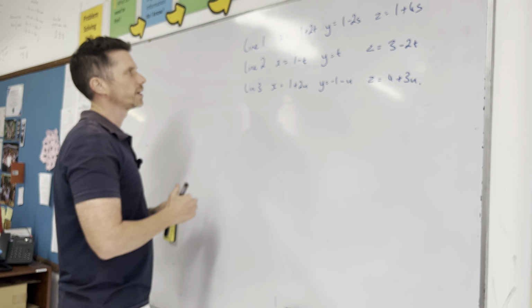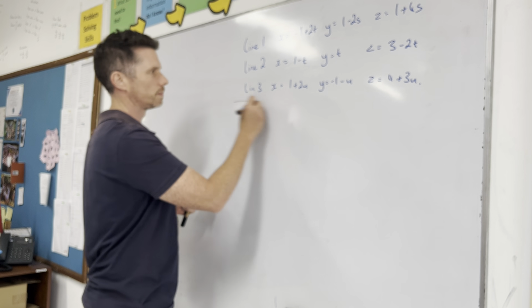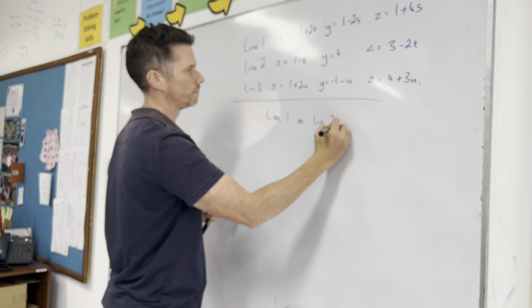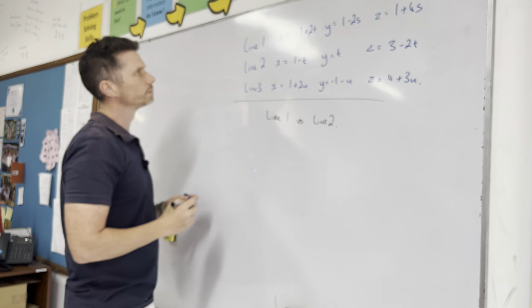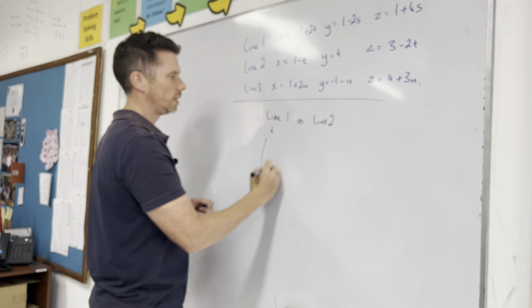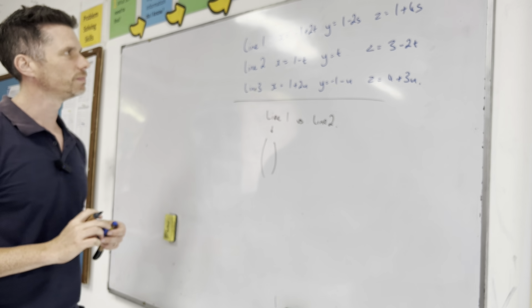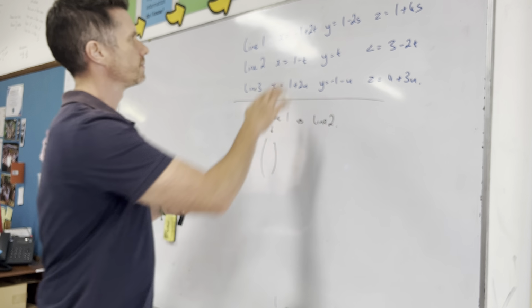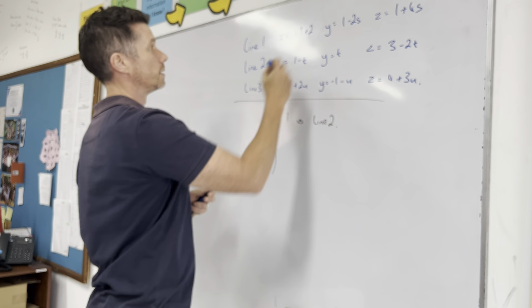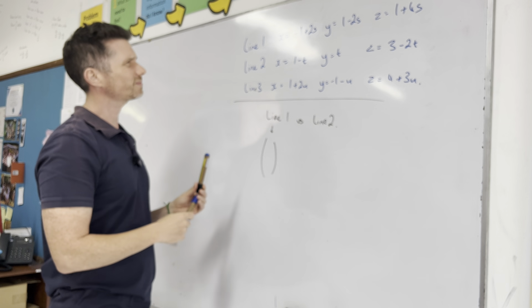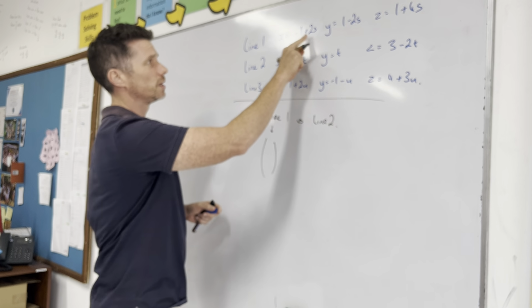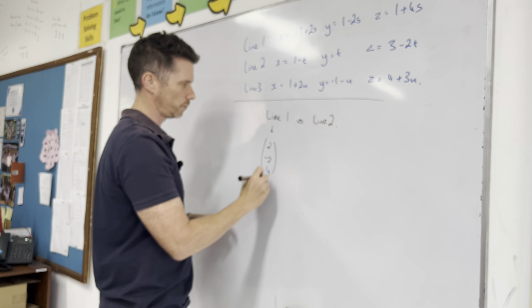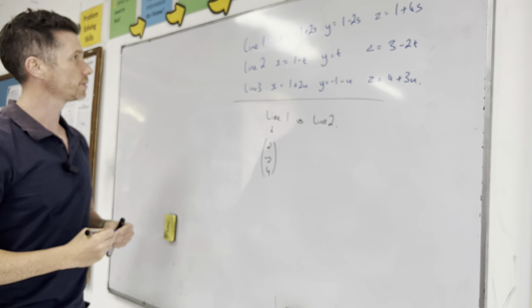So what's the direction vector of line 1? We're looking at line 1 versus line 2. Line 1 has a direction vector. Oh, I have S's and T's here. I've mixed them up. This one has to have an S, not a T. So 2, -2, and 4. You happy with that? 2, -2, and 4.